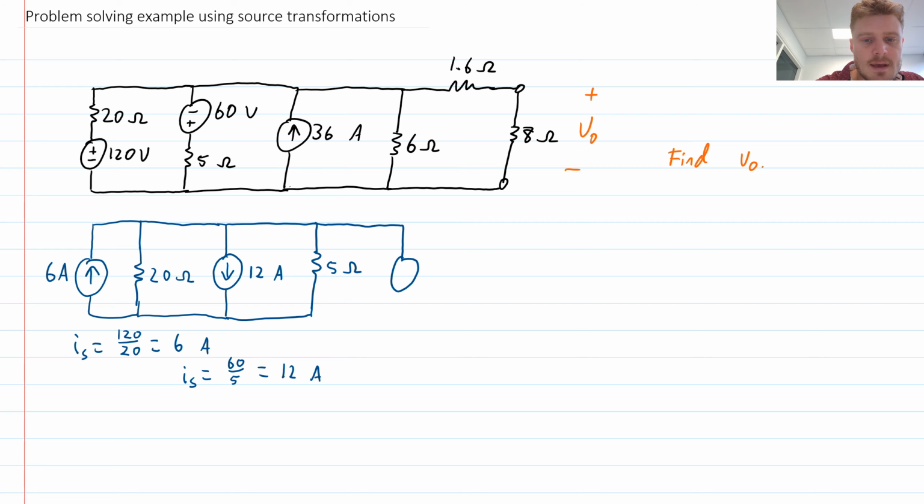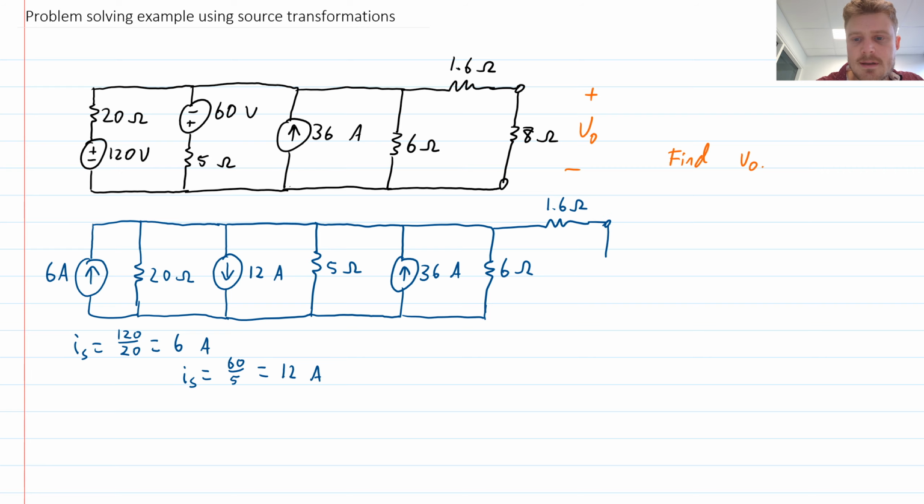So there was a current source going up the page, rated at 36 amps, a 6 ohm resistor, and that whole bunch goes through 1.6 ohms, and then finally to the resistor that we actually are trying to analyze, which is 8 ohms at the far end.